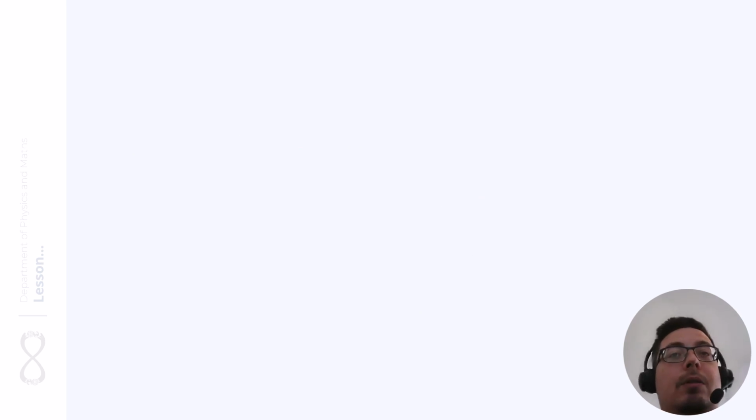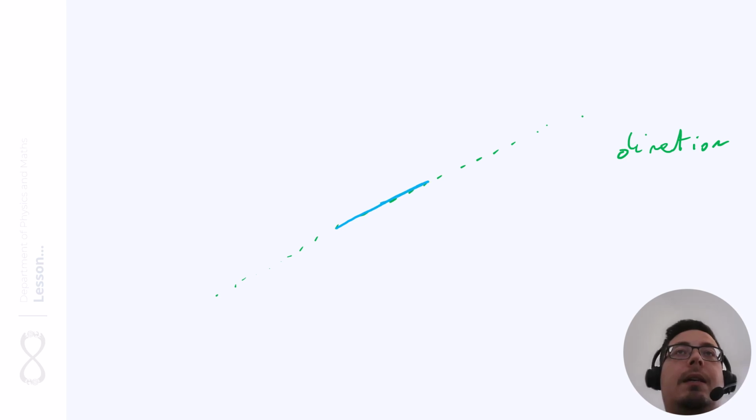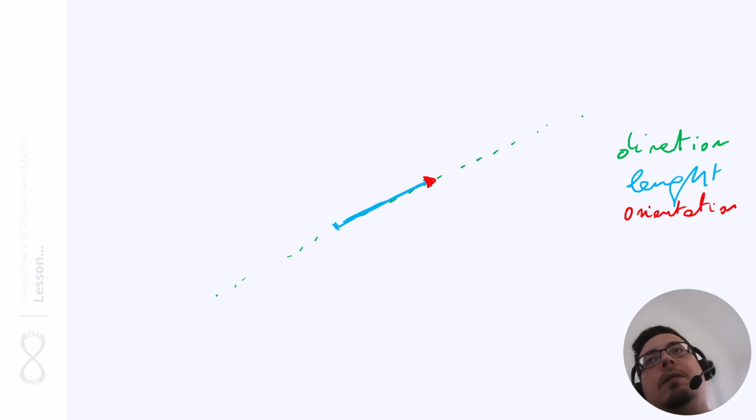Let's do an example. Without a frame of reference, a vector has a direction, which is this line here, and then a length, which is this bit here. Then it has an orientation, which is where it's pointing. Orientation can be pointing that way, or this way, plus or minus. So there are three things: direction, length, and orientation.